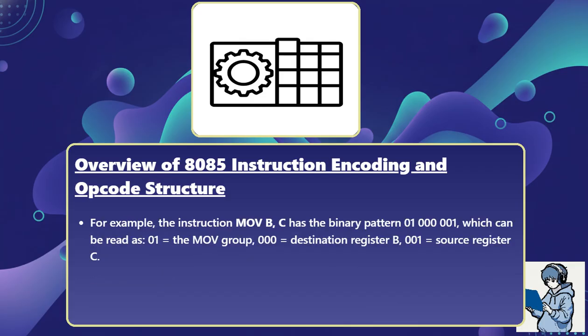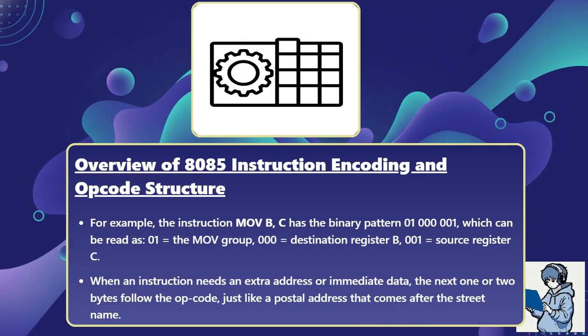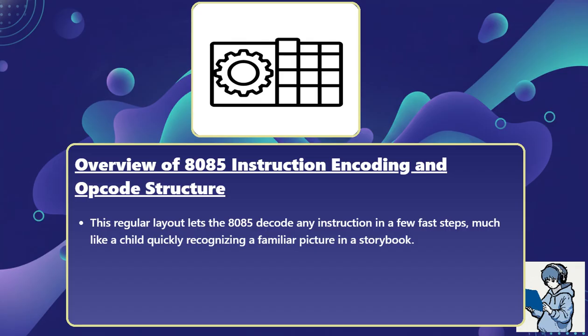For example, the instruction MOV B,C has the binary pattern 01 000 001, which can be read as 01 equals the MOV group, 000 equals destination register B, 001 equals source register C. When an instruction needs an extra address or immediate data, the next 1 or 2 bytes follow the opcode, just like a postal address that comes after the street name. This regular layout lets the 8085 decode any instruction in a few fast steps, much like a child quickly recognizing a familiar picture in a storybook.